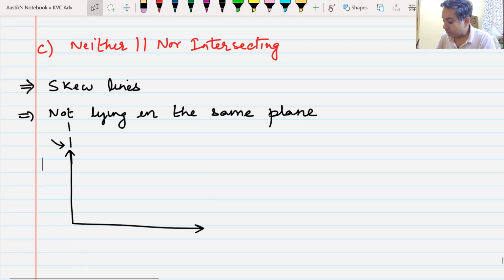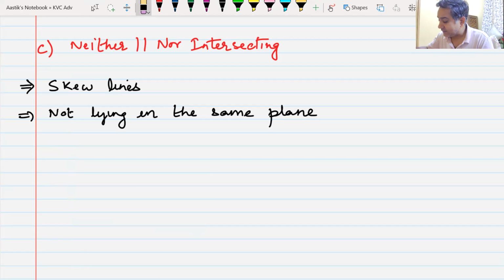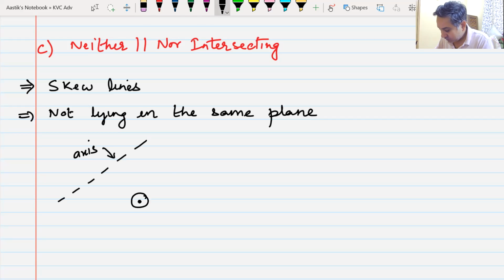And how do I get that value? So if I make two skew lines like this, let us say this is my axis, one skew line, and let us say this is my line of action of force. Do we understand this? So my force is coming like this, and my axis is like this. Then you can find the torque of this force.